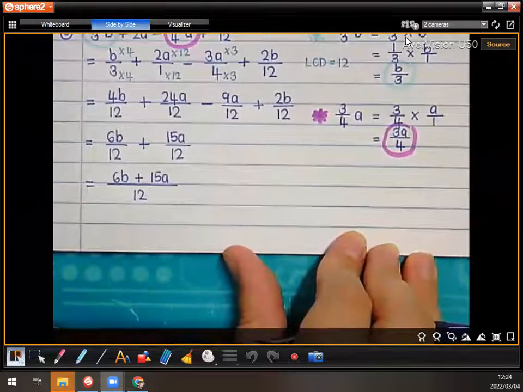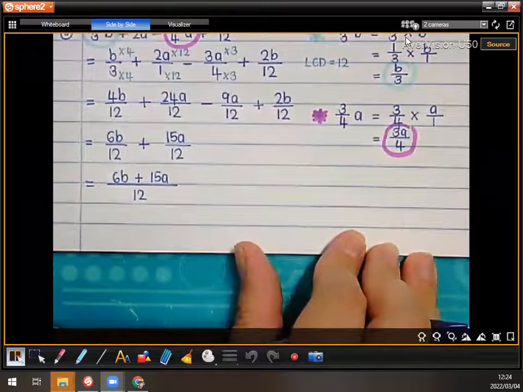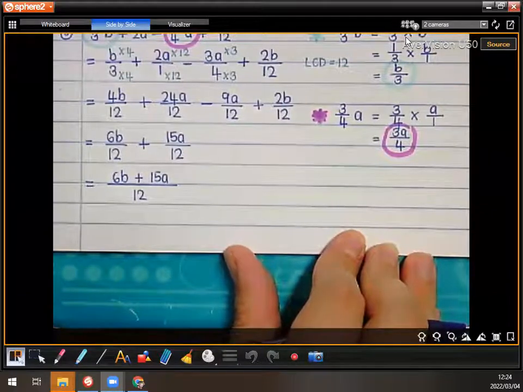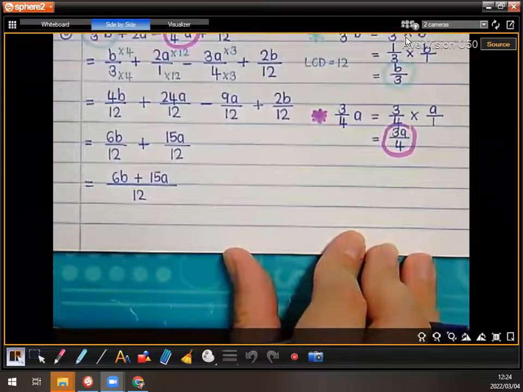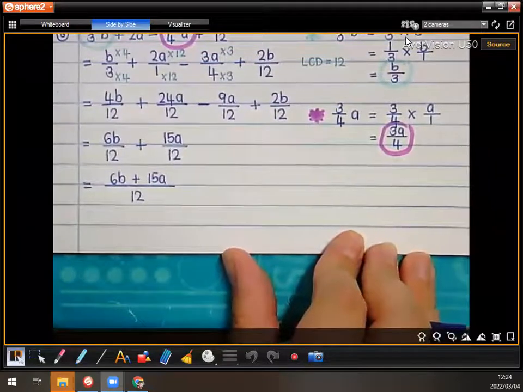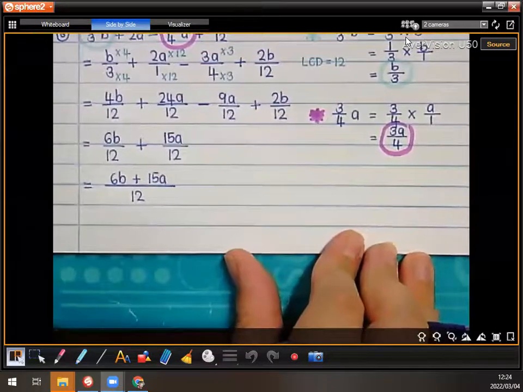You could, it doesn't really matter. It's just in one term. They have to be in alphabetical order, but like that, it's a separate term, so it doesn't matter.